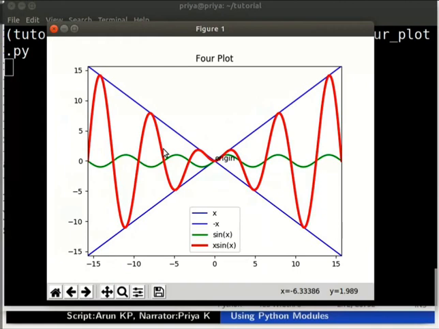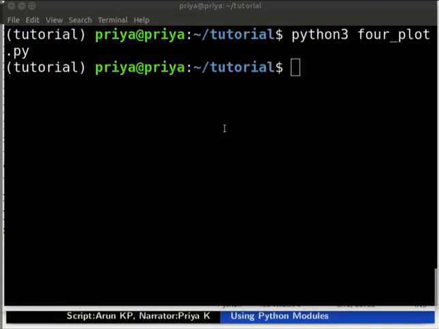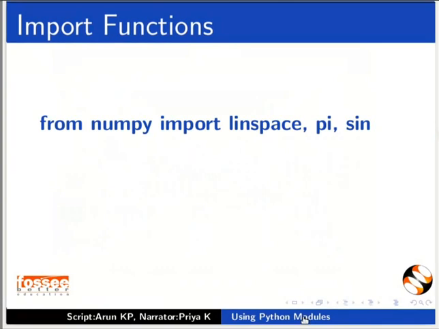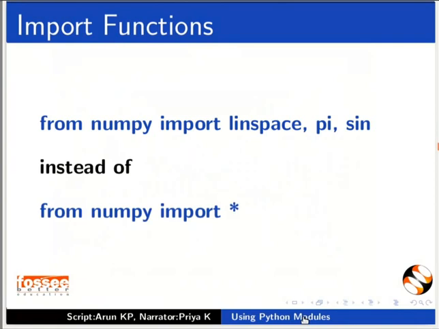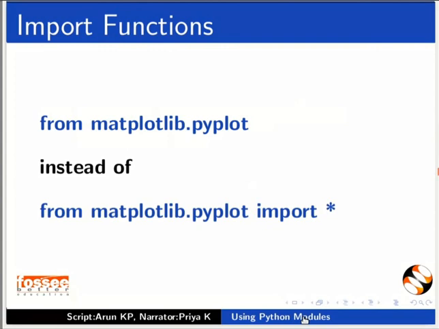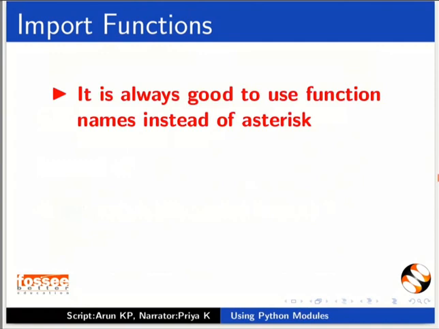We imported all the required modules using the keyword import. Let me close this window. We can import only functions which are required from a module as from NumPy import linspace, pi, sin instead of from NumPy import asterisk. In the same way, we can import only required functions from matplotlib.pyplot instead of from matplotlib.pyplot import asterisk. It is always good to use function names instead of asterisk.